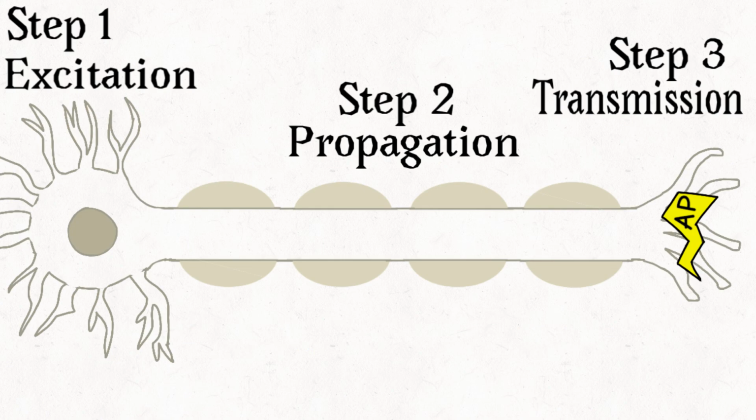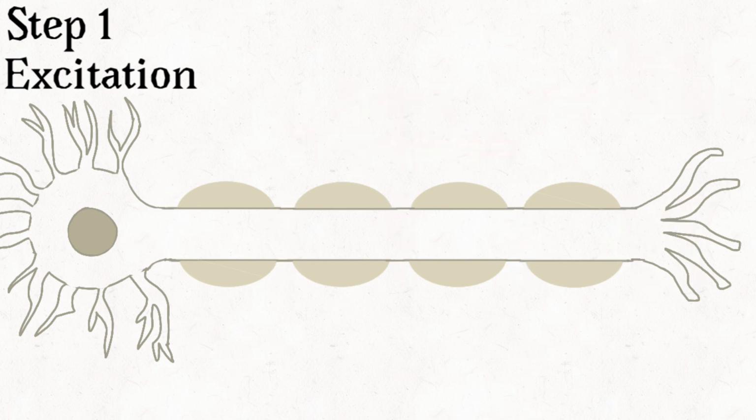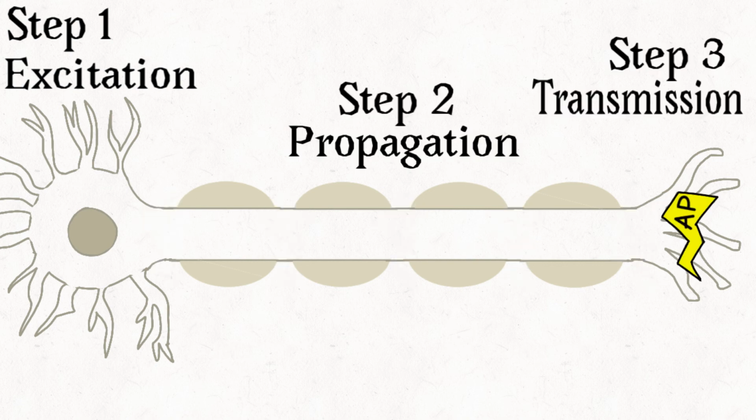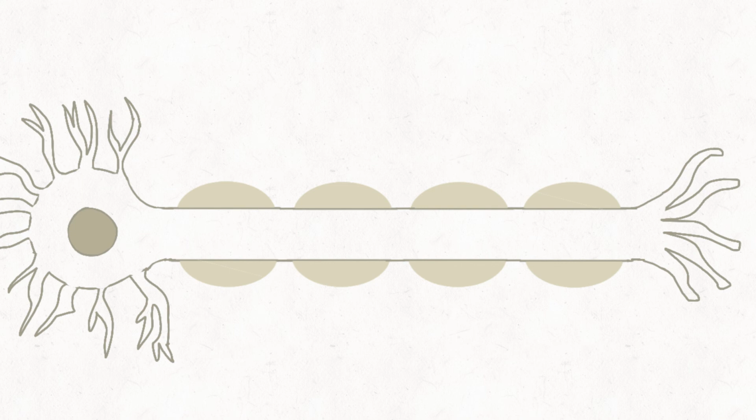Once the action potential has reached the axon terminal, it can be transmitted to another nerve cell or some other tissue like muscle. Did you notice how the electrical message only traveled from one end of the nerve cell to the other end of the nerve cell? Which makes a nerve cell like a one-way street. You can only go in one direction.